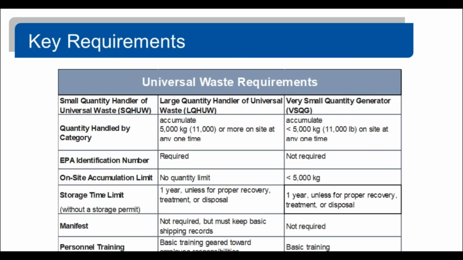Personnel training, both generator categories here for the universal waste requirements do require training, and we'll see more when we get into the California regulations, specifically the type of training required. So the personnel managing the universal waste are required to have annual training. So generator categories in Title 22.